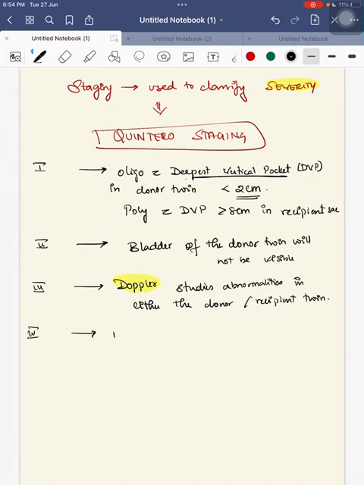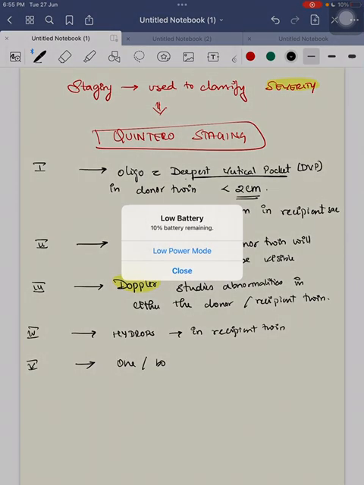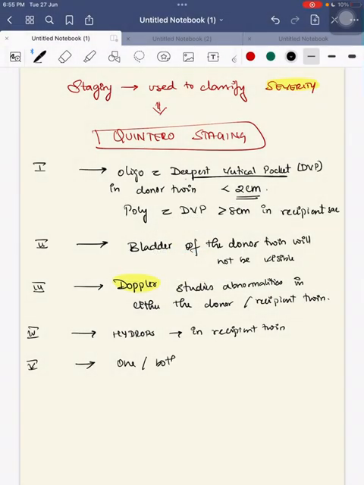In stage 4, hydrops will be present, usually in the recipient twin. In stage 5, one or both of the babies have died. This is not amenable to the treatment.